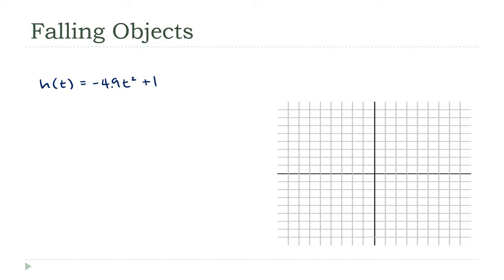How high will the object be after, let's say, 2 seconds? All right, well, if I evaluate this, remember how we do this with functions. I'm looking for h of 2, and that's negative 4.9 times 2 squared plus 1, which is negative 15.6 meters.